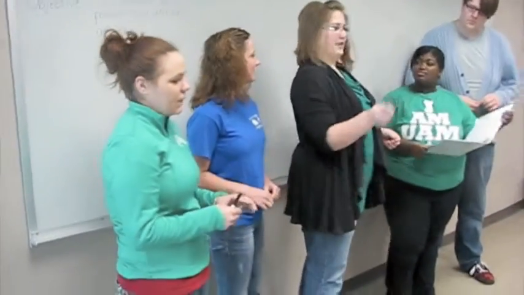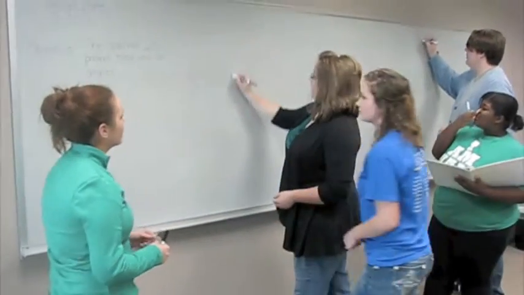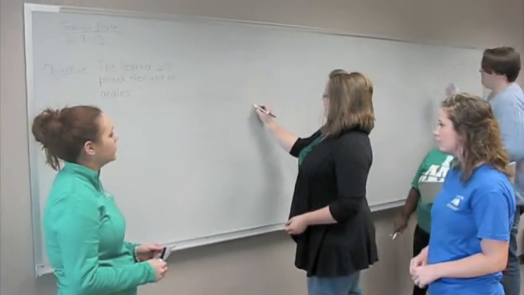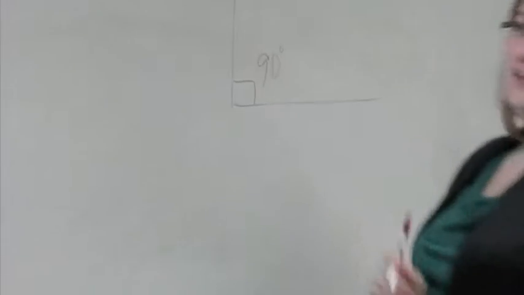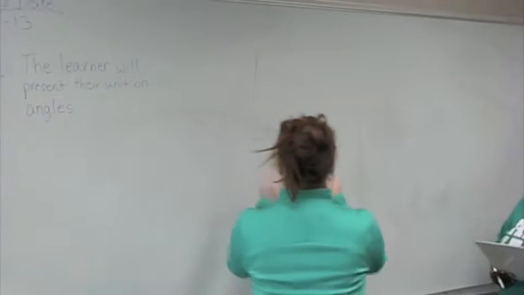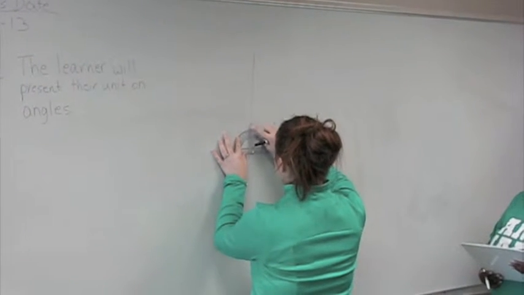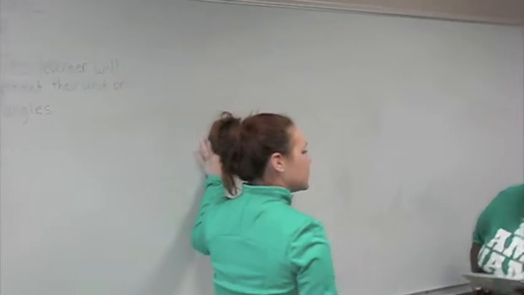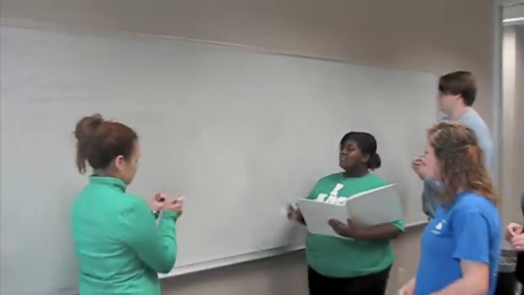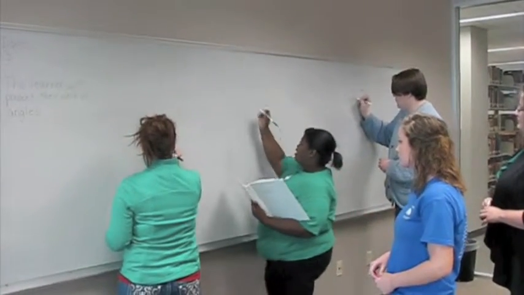Alright, today we're talking about angles, and the first angle that we're going to talk about is called a right angle. And a right angle is 90 degrees. And you can use your protractor to measure said angle. Class, is that 90 degrees, group? Yes, ma'am. Our second angle is obtuse, and we know that it's going to be more than 90 degrees.